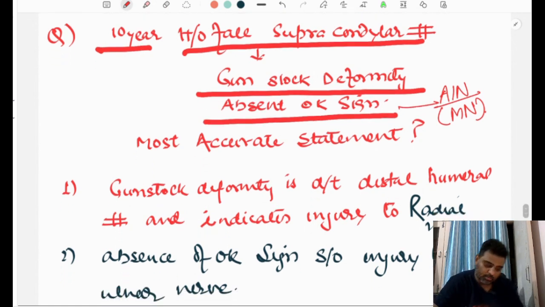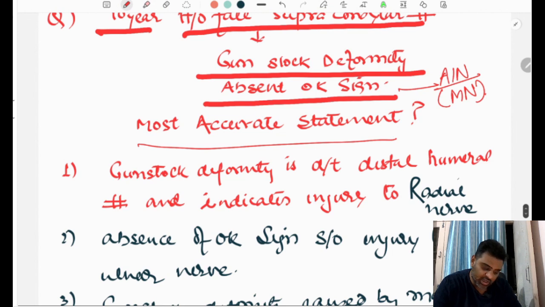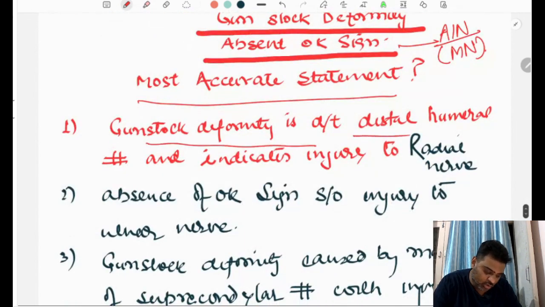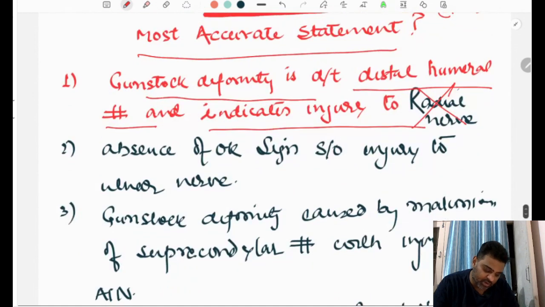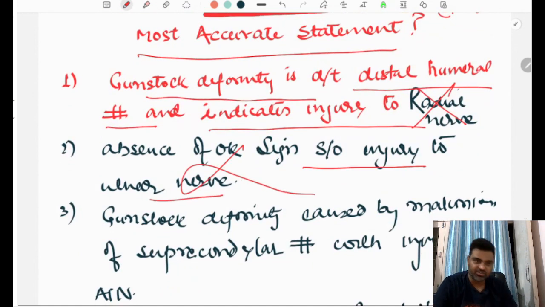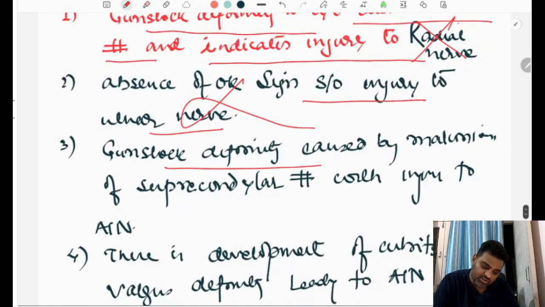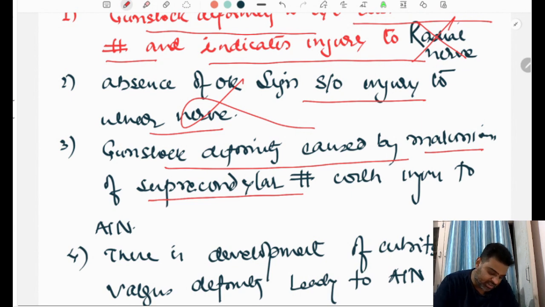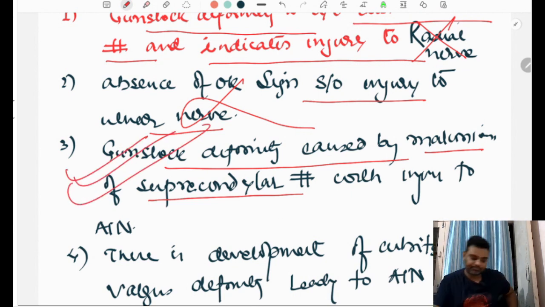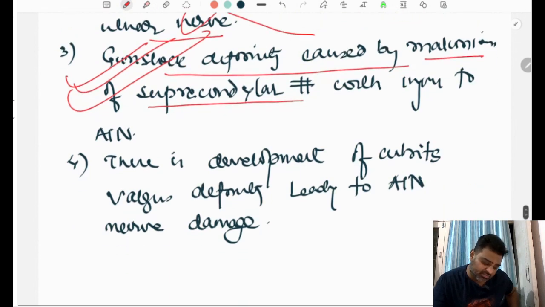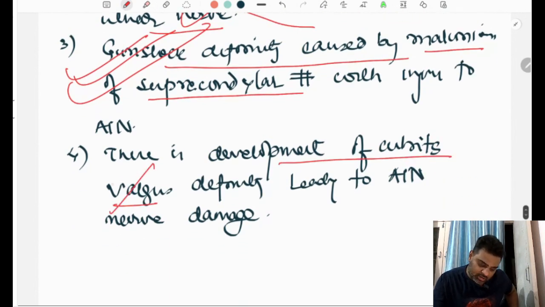Now, for the most accurate statement we have to see. Gunstock deformity is due to the distal humerus fracture and it indicates injury to the radial nerve. No, it is the injury to the anterior interosseous nerve, which is the median nerve. Absence of OK sign is suggestive of ulnar nerve. No, we have just read gunstock deformity is caused by malunion of supracondylar fracture, which injures the anterior interosseous nerve. This is the best answer. Okay, this was a question which was asked in USMLE. There is development of cubitus valgus. No, it leads to the cubitus varus.